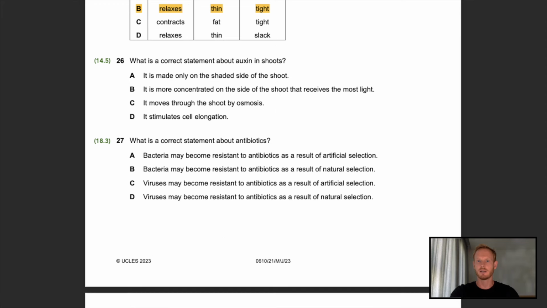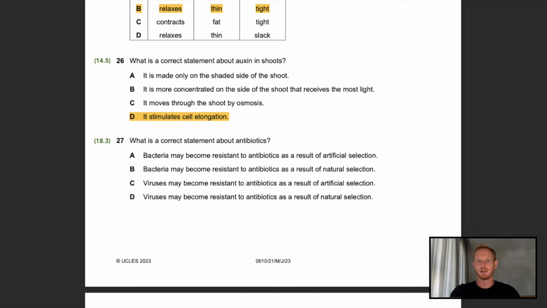26. What is a correct statement about auxin in shoots? A. It is only made on the shaded side of the shoot. This is wrong as it's made in the shoot tip. B. It's more concentrated on the side of the shoot that receives the most light. This is also wrong. In fact, the opposite is true. It's more concentrated on the side that receives the least light. C. It moves through the shoot by osmosis. Wrong again, as it moves through the shoot by diffusion. And D. It stimulates cell elongation. This is the only correct statement.